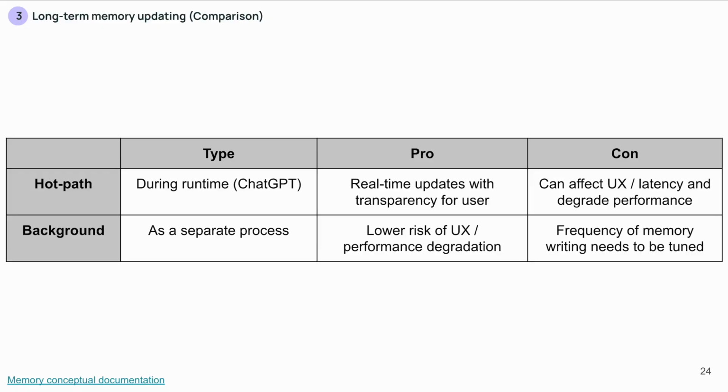Alternatively, you can run memory creation in the background as a separate process, with lower risk of user experience or performance degradation, but the frequency of memory updating then needs to be carefully tuned. If you want memories to be immediately accessible, then you need to make sure that your memory service is running at sufficiently high frequency such that the memories are created as you need them. So there are some trade-offs, but for now, we're going to be focusing on hot path style memory updating, for example, in what we're going to build here in this course. And we do have a nice template you can refer to that talks a lot about background memory updating.